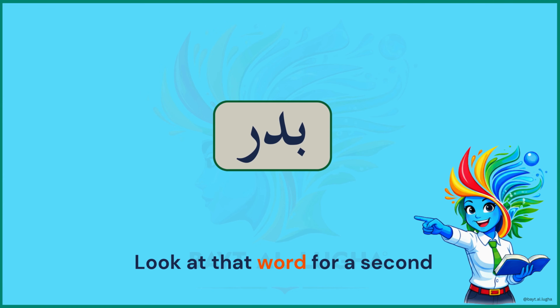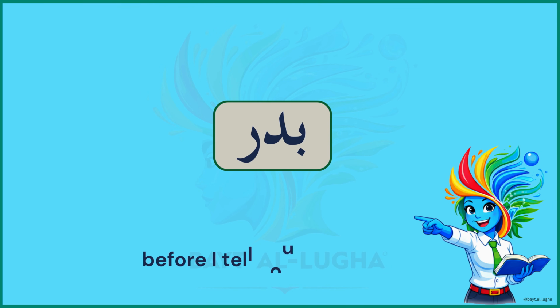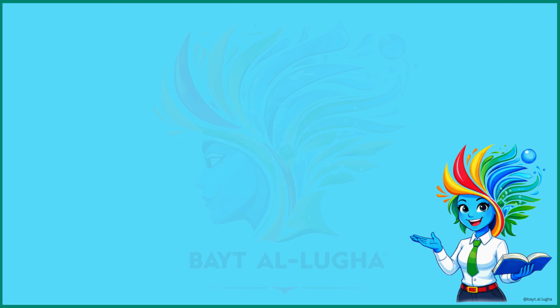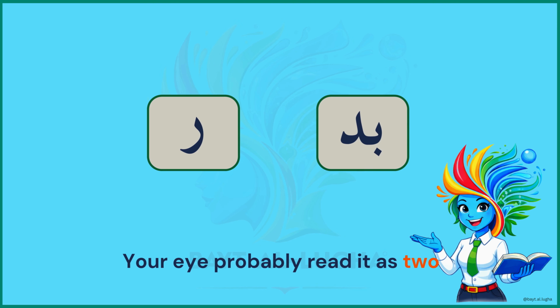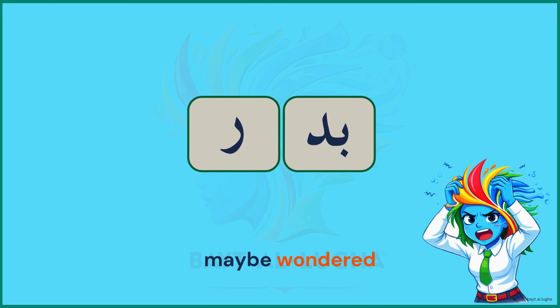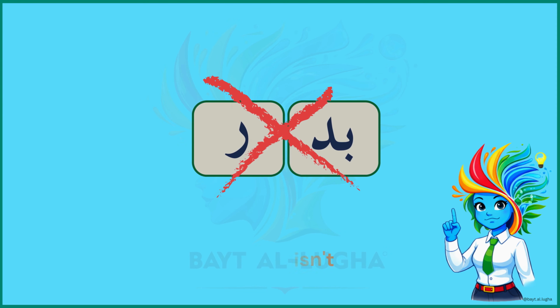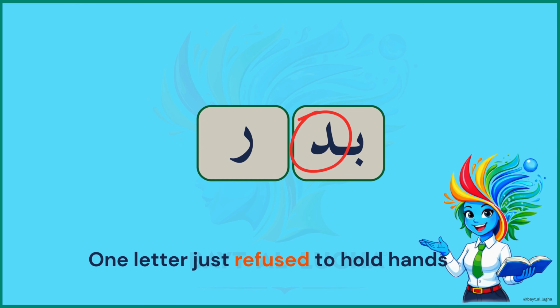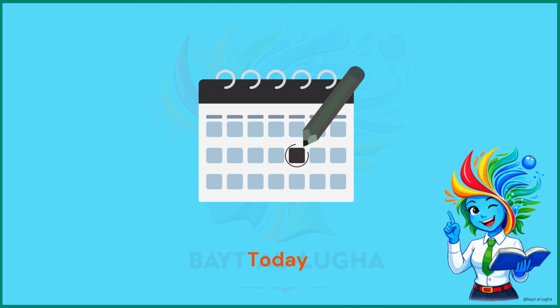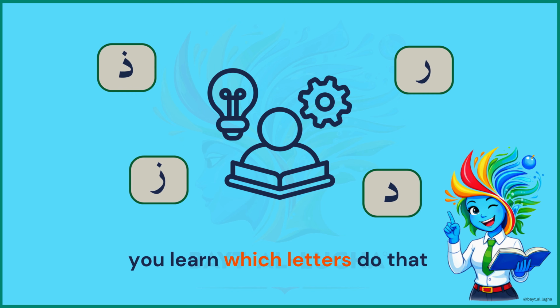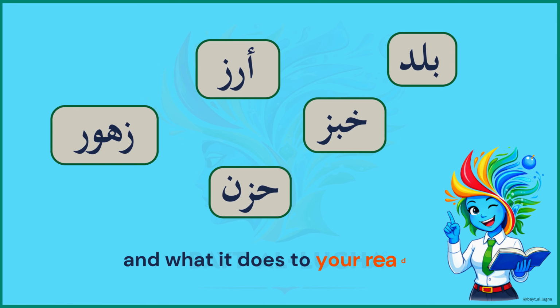Look at that word for a second before I tell you what it says. 3 letters. Your eye probably read it as 2. Maybe wondered if there is a gap in the middle. There isn't. One letter just refused to hold hands with the one next to it. Today, you'll learn which letters do that and what it does to your reading once you know.